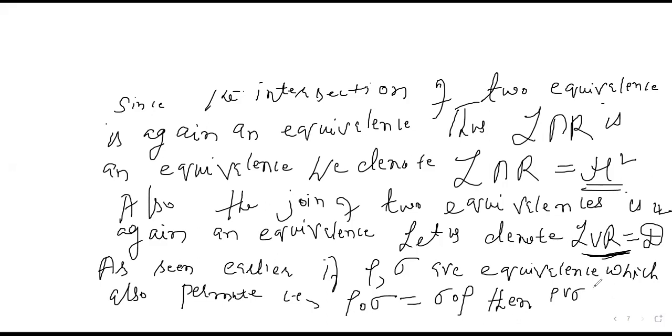Then rho join sigma is their composition. This is a well-known result, I think. It is rho composition sigma.